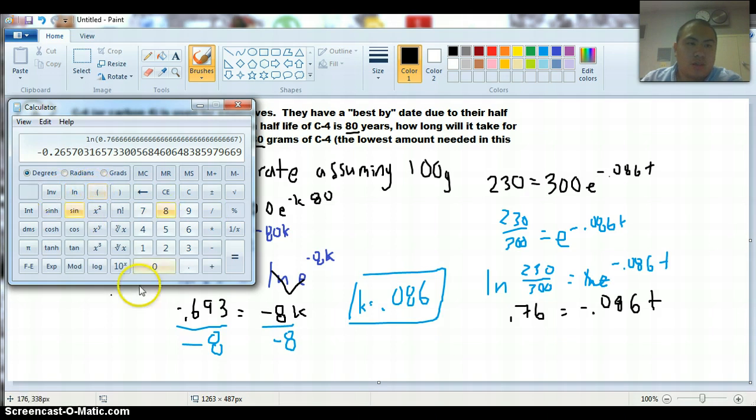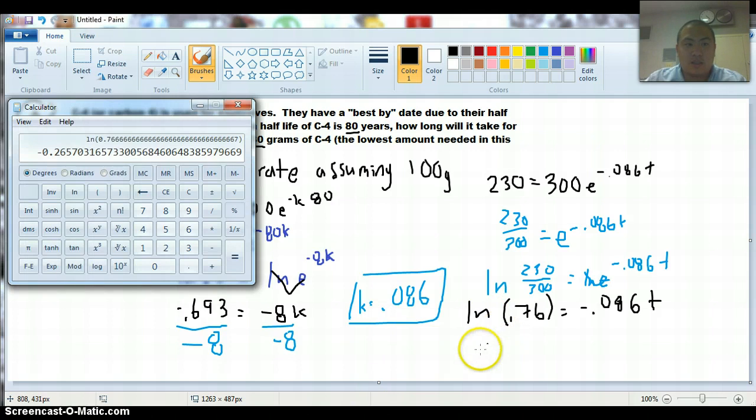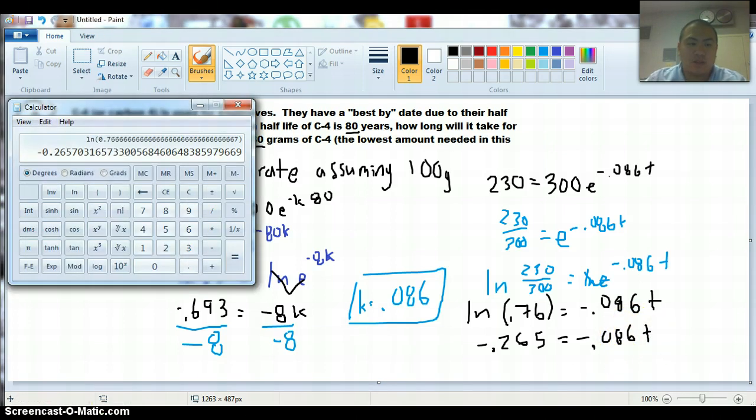Actually, let me check. As you can see, I'm kind of messing up in this video because I'm just too tired. What it really should be is that the 0.76 was 230 over 300. So it's the ln of 0.76. And then this becomes negative 0.265, which is equal to negative 0.086t. Alright, good. Now just divide on both sides, and I'll pause and do the calculation.